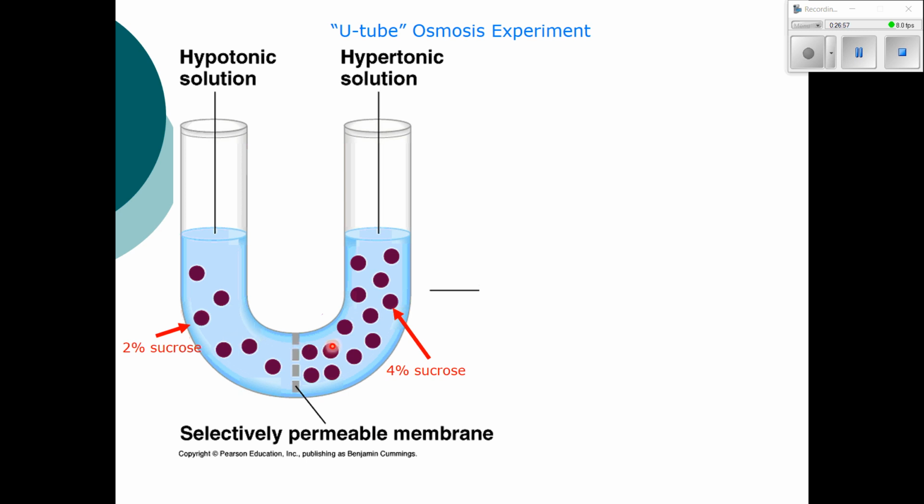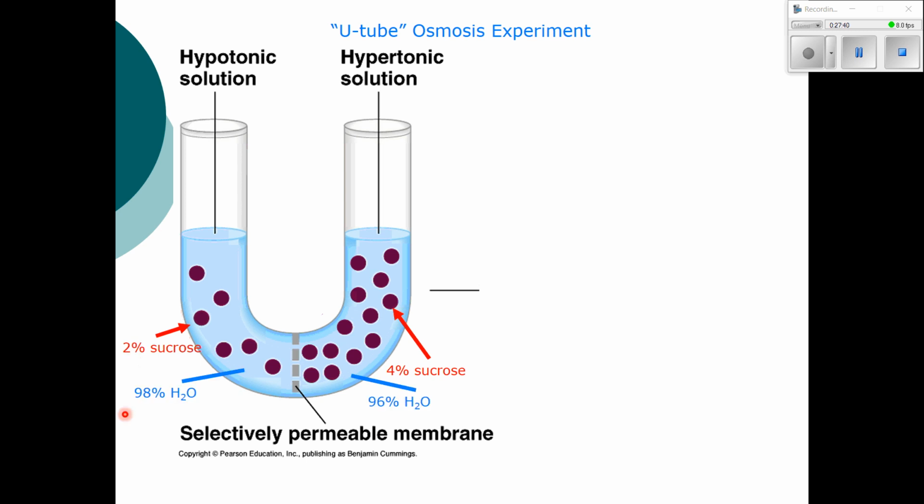So you notice that we have sugar water on both sides of the U-tube, but you can tell that the right side is much more sugary. It's a 4% sucrose solution compared to only a 2%. So both sides have sugar, but the right side has twice as much. And the question is, since this side is hypertonic, high concentration of solute, and this side is hypotonic, low concentration of solute, can we predict what will happen to the water, which direction the water will flow in this experimental setup?